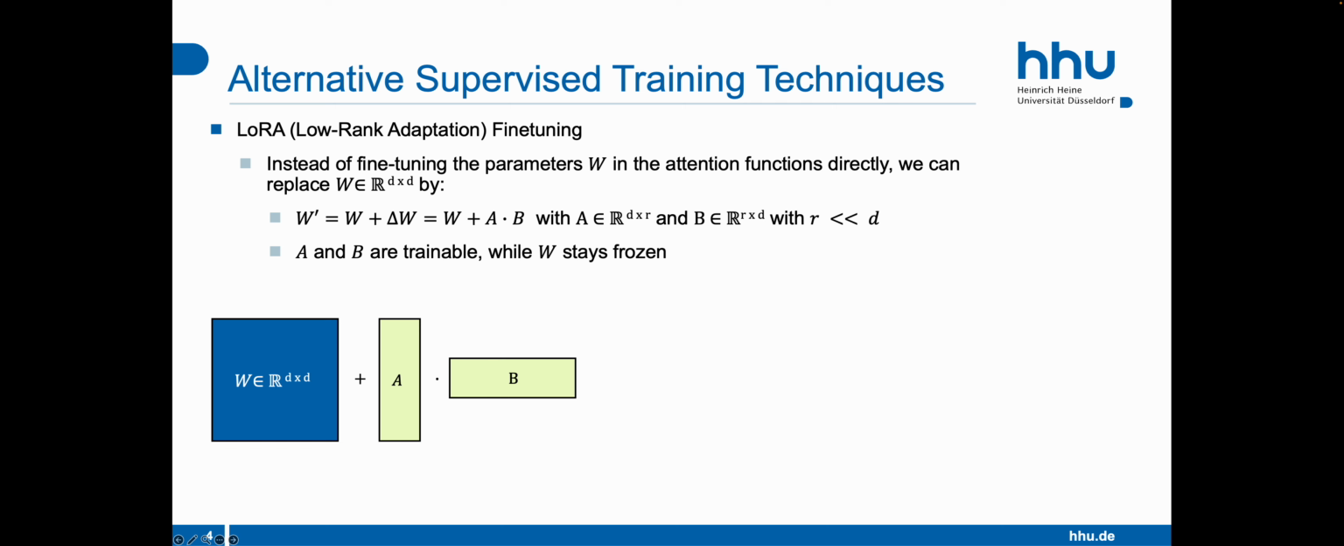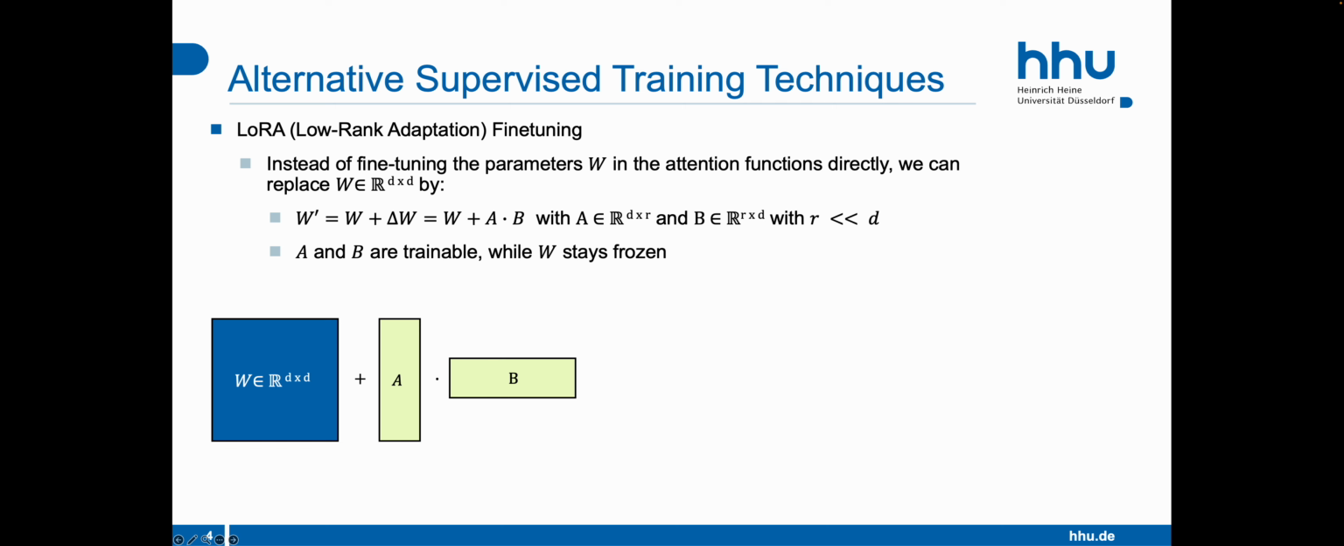Concretely, for every attention function or every attention matrix W of dimension d times d, we introduce two much thinner matrices: A with dimension d times r and a matrix B with dimension r times d, where the rank r is far smaller than d. During training, we optimize A and B so that their product A times B captures the task-specific change delta W, and we add this update to the frozen matrix W. Given our new W equals our old W plus A times B.